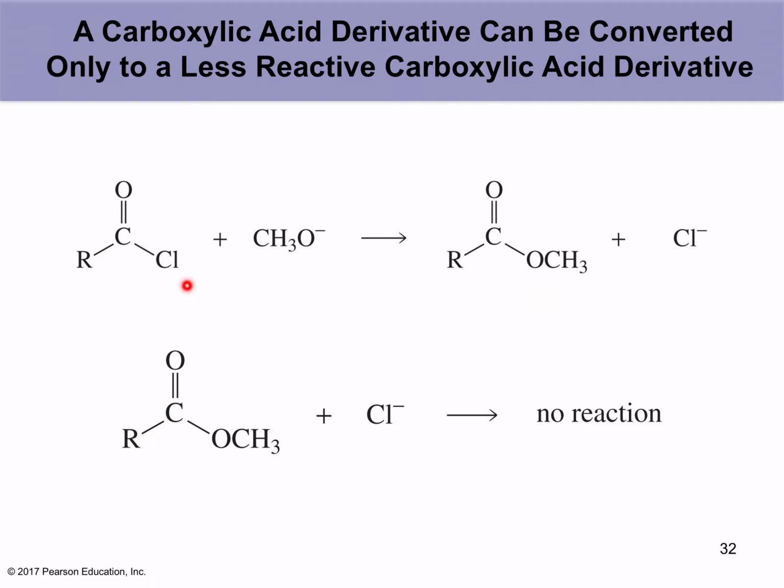Now between the acyl chloride and the ester, which one is more reactive? Acyl chloride is more reactive. So we make the more reactive into a less reactive one. This ester now is not going to react with chloride. If you put these two together, the ester and the chloride, there's no reaction, because methoxide is the stronger base. Even if chloride forms the tetrahedral intermediate, chloride will still be the one that eliminates and you're going to get back to this product. Only from a stronger base can you make a less reactive carboxylic acid derivative.